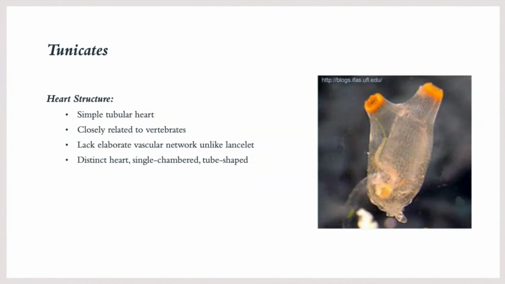Now, tunicates are very important to mention when it comes to the evolution of the circulatory system, because tunicates are invertebrates. They are not vertebrates, but they are closely related to vertebrates because they were the first animal group to form a distinctive heart, meaning something that resembles a heart, which is this here. So they formed a single-chambered, tube-shaped heart. They don't have a vascular network, but they're very, very simple. They just have this tubular heart.